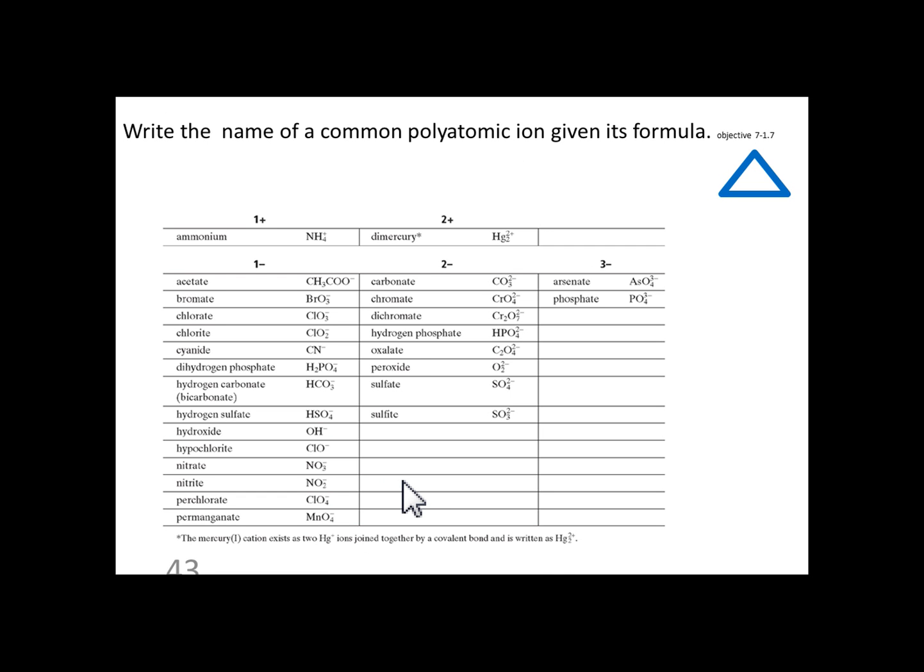Now, let's practice. Write the name of a common polyatomic ion given its formula. So, if you were given this chart, you should be able to tell me NH4 with a +1 charge. What is that stuff? What do we call it? And that's called the ammonium ion.